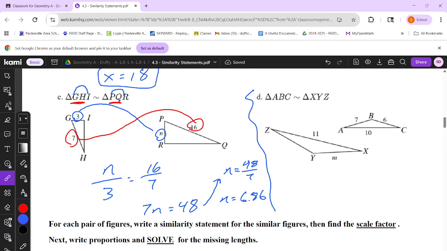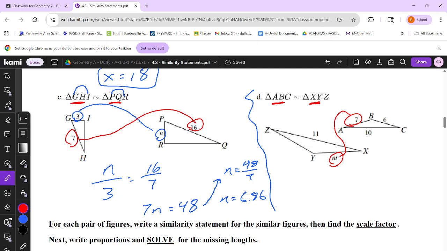Okay, and then here is the notorious last one. This is the one where everybody might want to pay attention, because this is where people start forgetting to look back at the similarity statement to make sure. Okay, so what we want to know is M, on X to Y. Look at X to Y, first two. That would correspond to AB. So that's going to correspond to 7.